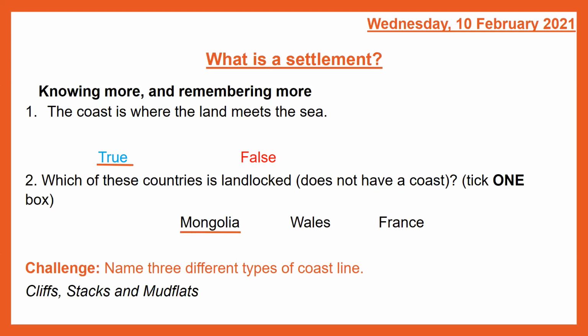Question 3, the challenge question, name 3 different types of coastline. So we had cliffs, stacks and mudflats.